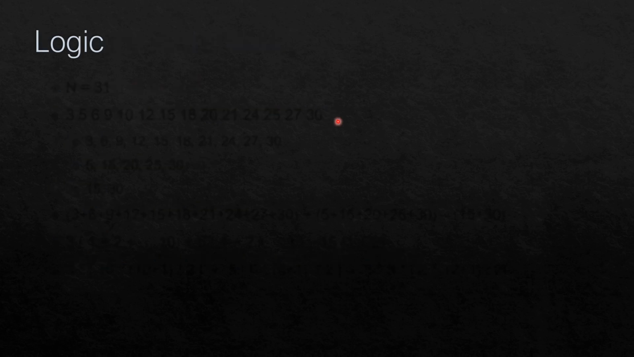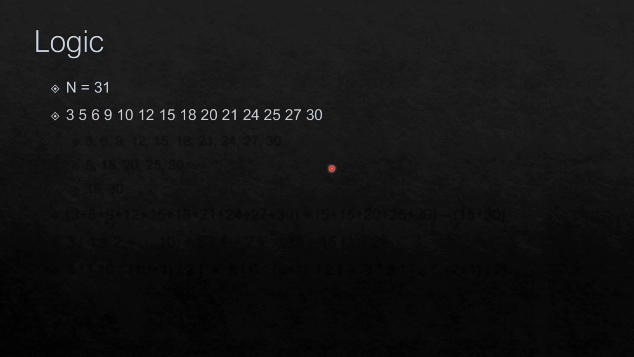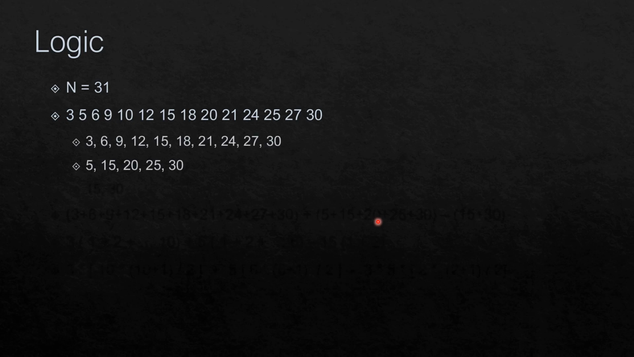Let us try to build the logic. For the logic, we'll consider n is equal to 31, and now we will list down all the numbers from 1 to 30 which are multiples of 3 or multiples of 5. These are the numbers. Now we'll try to divide this into 3 different groups. The first group is those numbers which are the multiples of 3, and the second group consists of those numbers which are the multiples of 5.